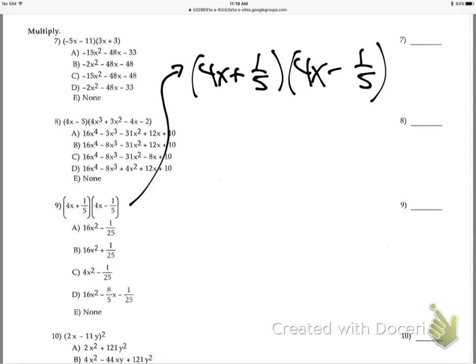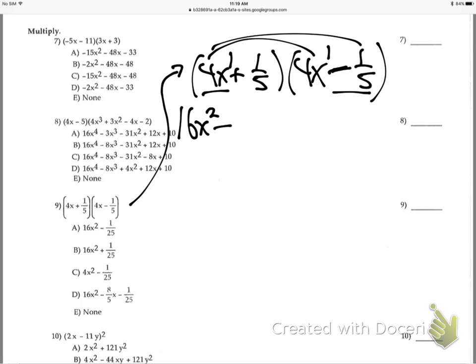It was B. Good. So boom, boom. So 16x squared. Good so far. Out front numbers multiply, powers add. Now 4x times minus, that minus is on the 1/5, would be minus 4x over 5. Are we okay with that? See how the 4x goes to the top? Because whenever a whole number hits a fraction, the whole number is over 1. It goes to the top.